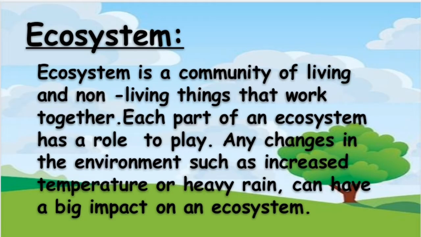Next, let's move on to the next topic, balanced ecosystem. First, let's see what is an ecosystem. Ecosystem is a community of living and non-living things that work together. Each part of an ecosystem has a role to play. Any changes in the environment such as increased temperature or heavy rain can have a big impact on an ecosystem.